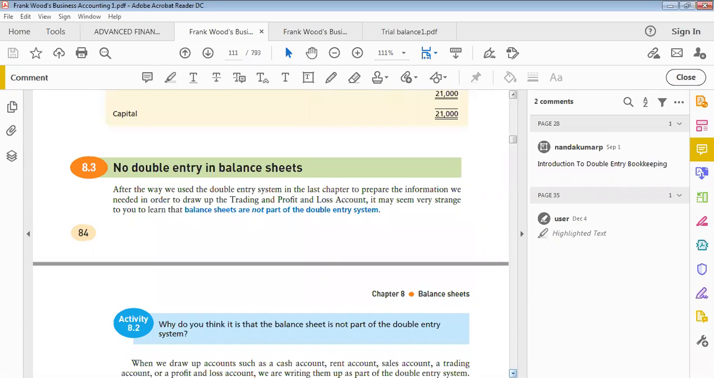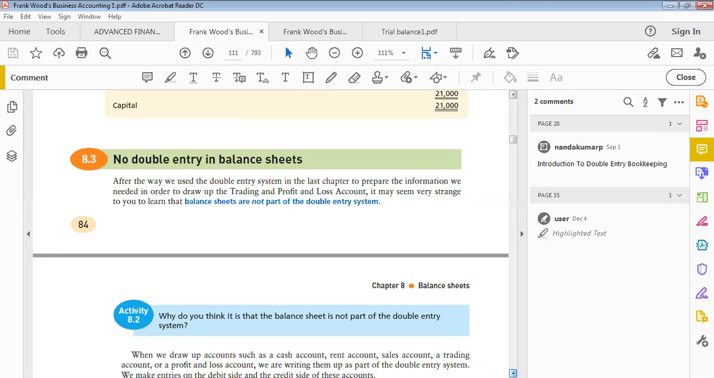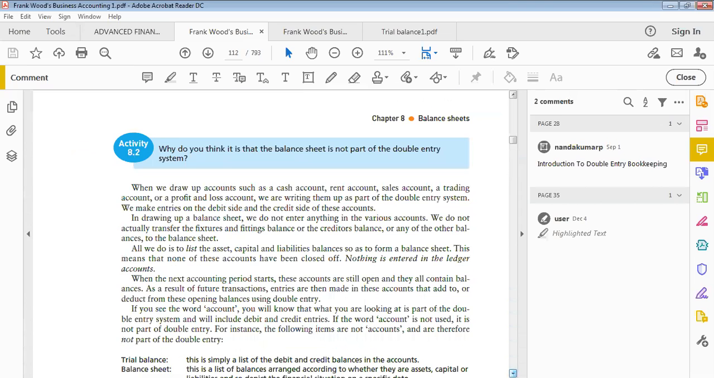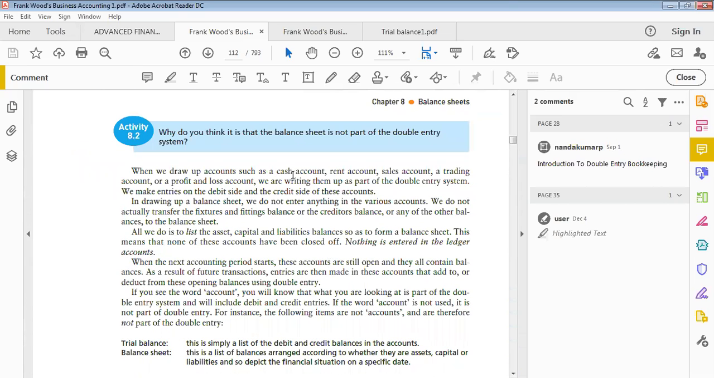No double entry in the balance sheets. After the way we used the double entry system in the last chapter to prepare the information we needed in order to draw up the trading and profit and loss account, it may seem very strange to you to learn that balance sheets are not part of the double entry system, which is right. When we draw up accounts such as a cash account, rent account, sales account, a trading account, or a profit and loss account, we are writing them up as part of the double entry system, where we make entries on the debit side and the what? Credit side of these accounts.